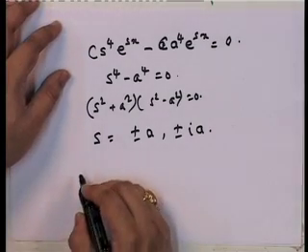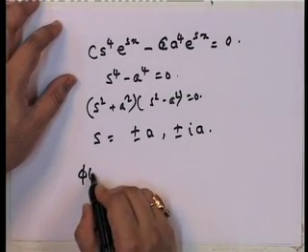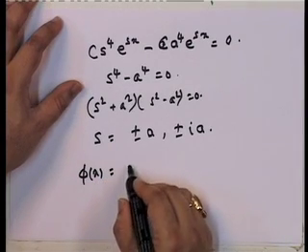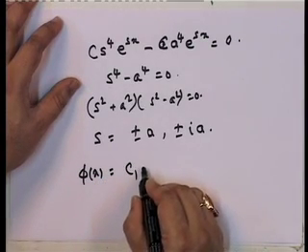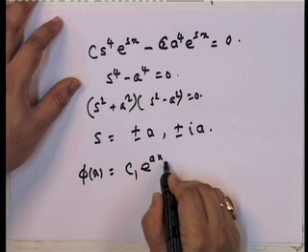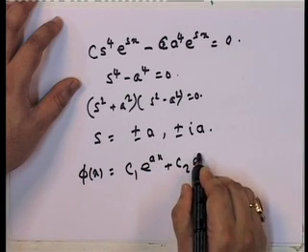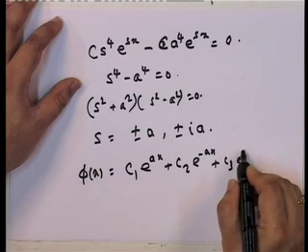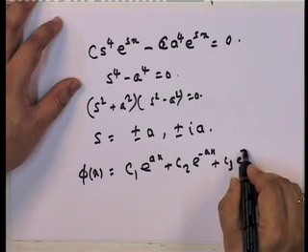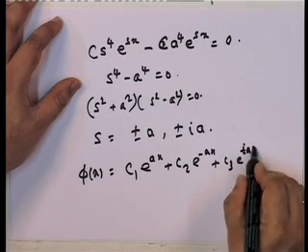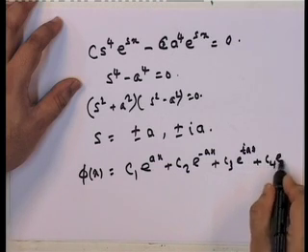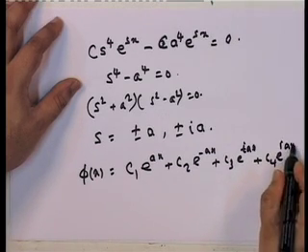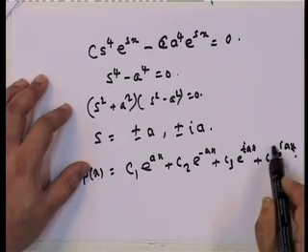So, essentially phi of x becomes equal to c1 e to the power of a x plus c2 e to the power of minus a x plus c3 e to the power of i a x plus c4 e to the power of minus i a x. Note that it is minus i a x.